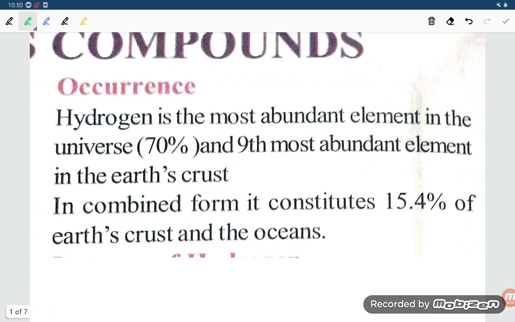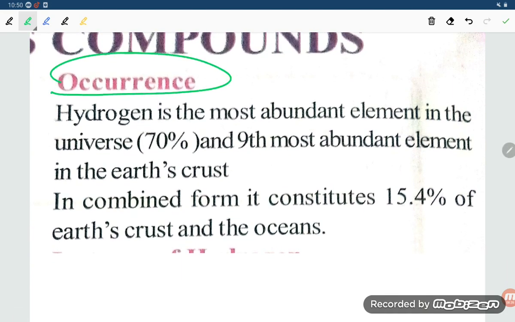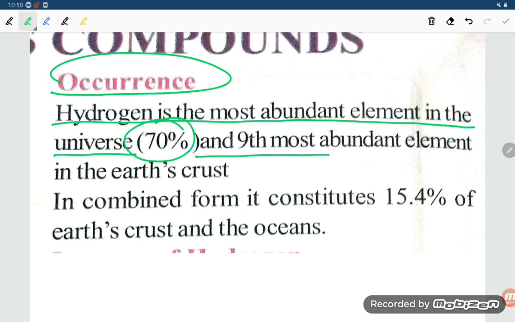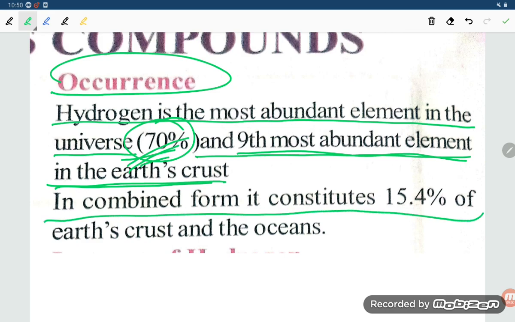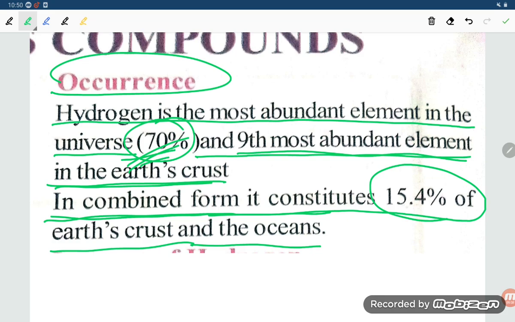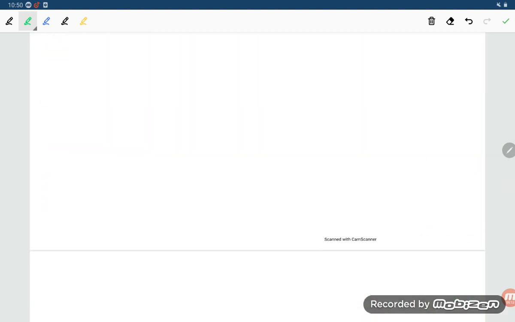Now if you talk about the occurrence of hydrogen, hydrogen is the most abundant element in the universe, about 70%, and the ninth most abundant element in the earth's crust. In the combined form, it constitutes 15.4% of the earth's crust and the ocean. So this is all about the introduction of hydrogen.